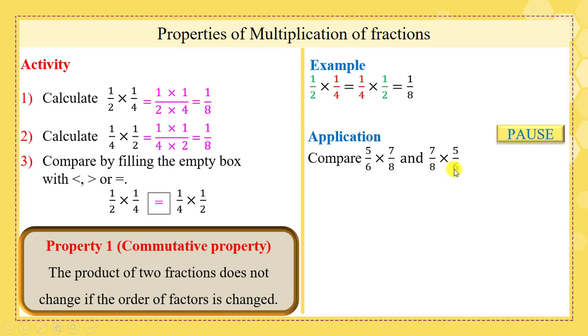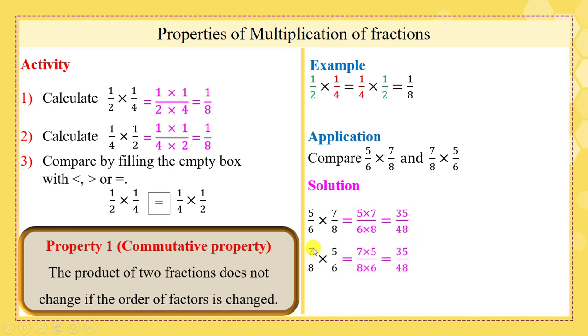Please pause this video and try to solve this application. 5 over 6 times 7 over 8 equals 5 times 7 over 6 times 8 equals 35 over 48. 7 over 8 times 5 over 6 equals 7 times 5 over 8 times 6 equals 35 over 48. 35 over 48 equals 35 over 48, so 5 over 6 times 7 over 8 equals 7 over 8 times 5 over 6.